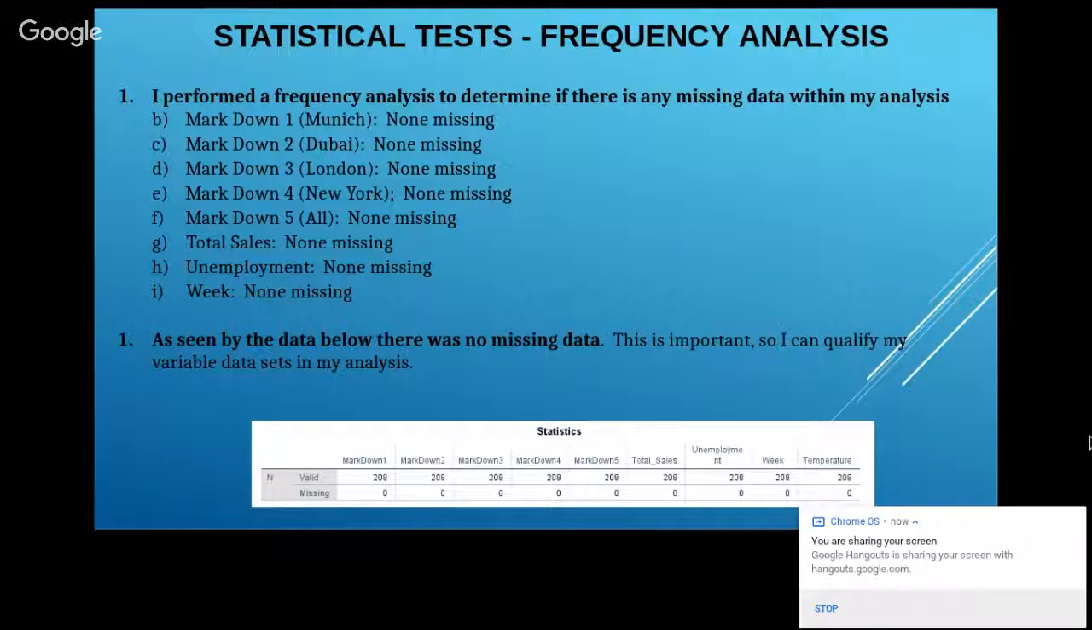So the first test, like I said, is a frequency analysis. I performed this analysis to determine if there's any missing data within my analysis. And as you see below, there's 208 variables and none are missing. So this proved very good for my analysis. This is very important so I qualify my variable data sets in this analysis as I move forward.